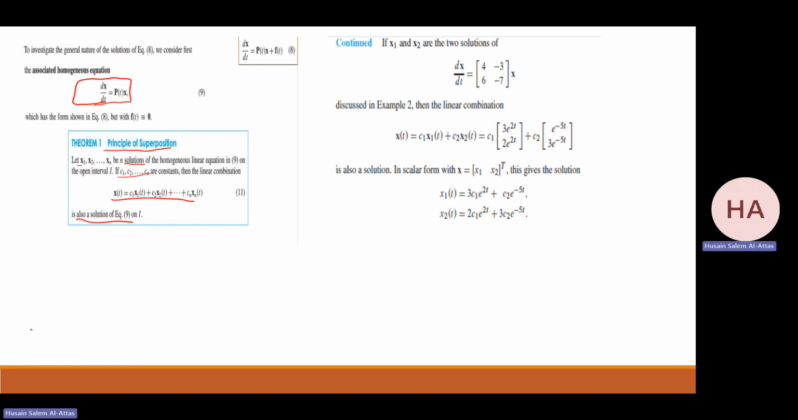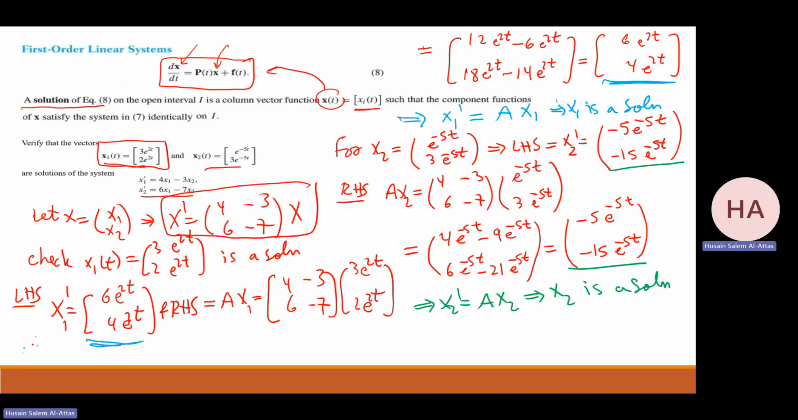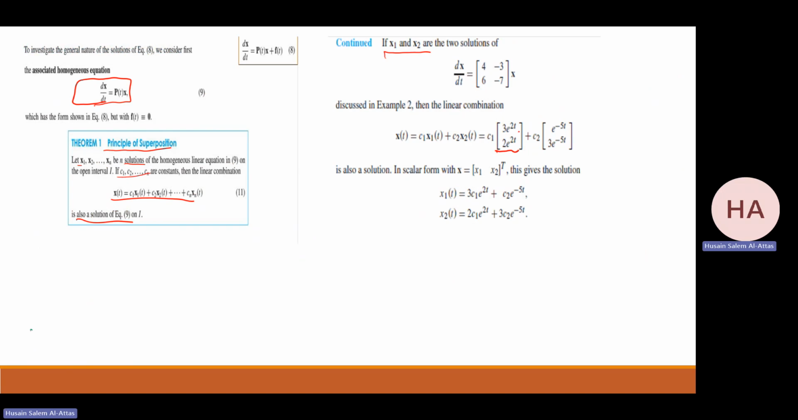What he wanted here: he gave us the two solutions, which we saw before. Then the linear combination is also a solution. The linear combination of x1, this is x1, which is this one actually. This is x2. So what he's saying is that if you have the linear combination of these two, they are also a solution of this system.